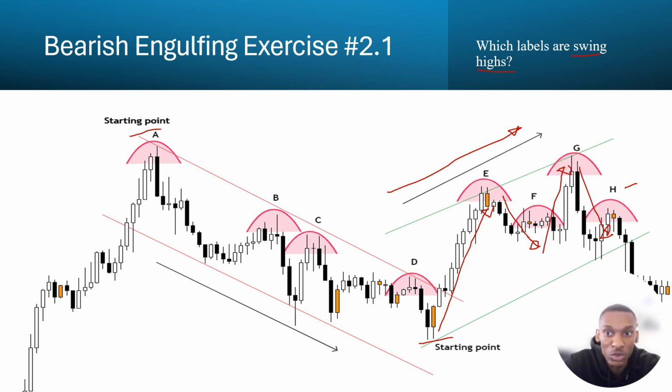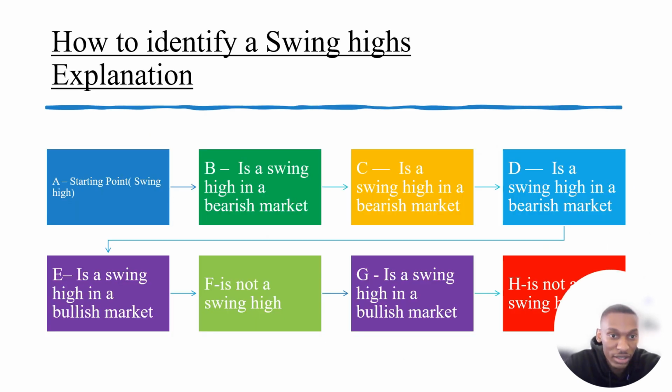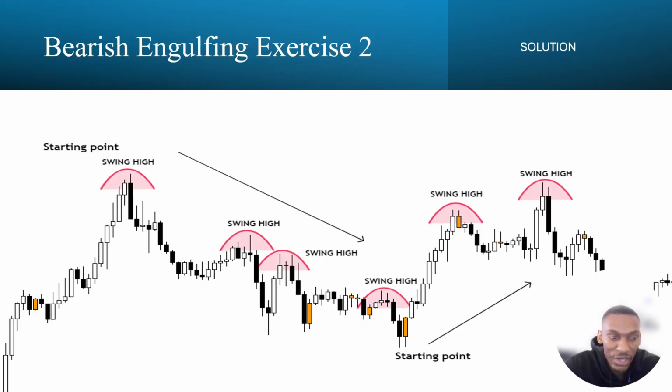Okay, just to summarize which ones are swing highs and why. This is just everything which I've explained. A starting point is a swing high, B is a swing high in a bearish market, C is a swing high in a bearish market, D is a swing high in a bearish market, E is a swing high in a bullish market because now the market changed, F is also a swing high, G is a swing high in a bullish market, and H is also a swing high. H is not a swing high, sorry.